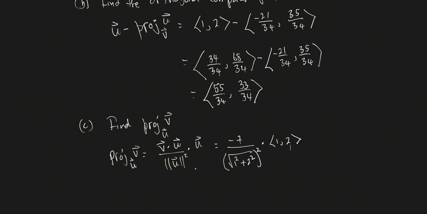So we end up having, what do we have in the denominator now? We have a 5, right? So we have 5, root 5 squared is just 5. So we have -7/5, and then 1 comma 2. And then I have -7/5, and then -14/5. So this is the projection of v onto u. Definitely not the same as this vector.